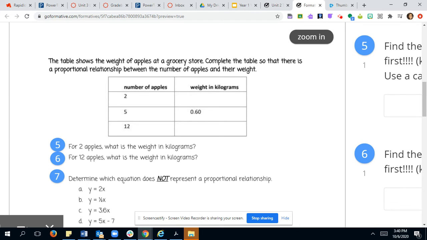The table shows the weight of apples at a grocery store. Complete the table so that there is a proportional relationship between the number of apples and their weight. This table corresponds to numbers 5 and 6. Number 5, for 2 apples, what is the weight in kilograms? And number 6, for 12 apples, what is the weight in kilograms?